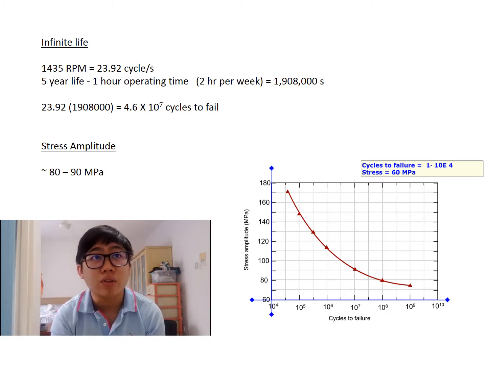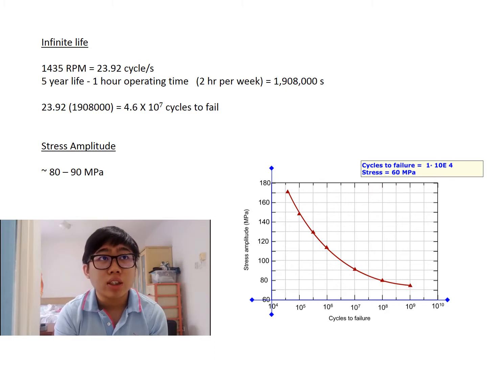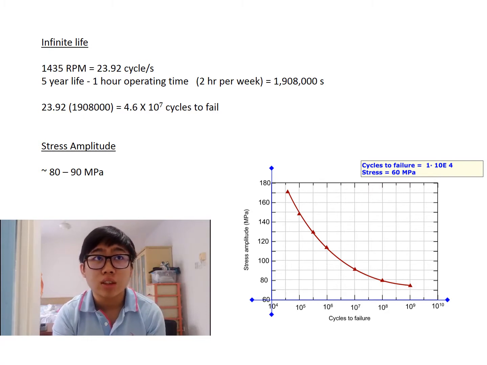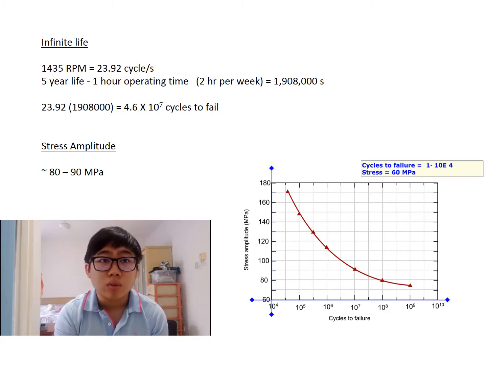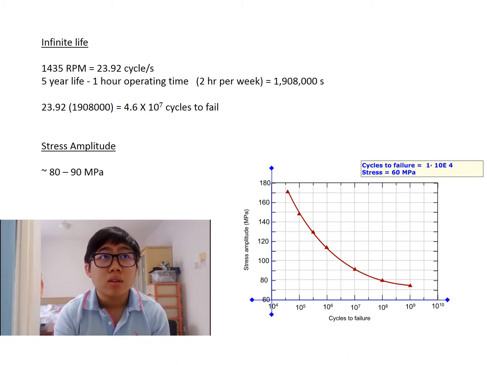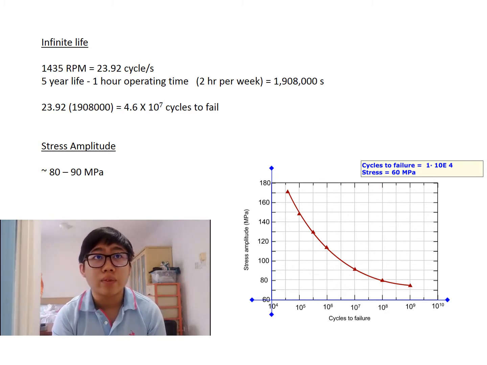As you can see from the graph, when the stress amplitude is decreasing, the cycles to failure is increasing. This means that if the stress amplitude applied on the shaft is lower, it can undergo more cycles before failure. And the most cycles to failure is at 80 to 90 megapascal.